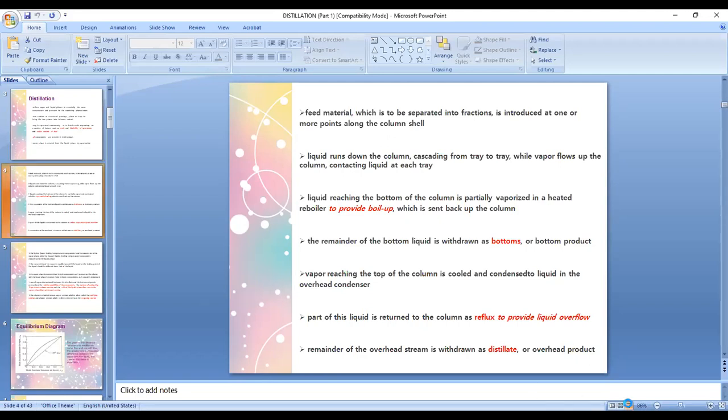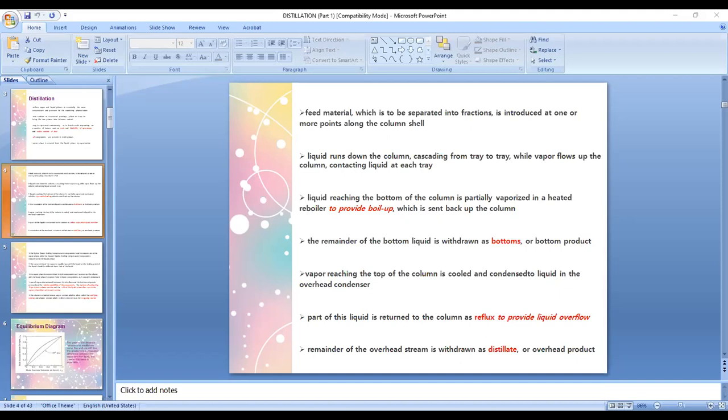Now, I'd like to have this projected that way it would appear bigger. So your feed material here, which is to be separated into fractions, is introduced at 1 or more points along the column shell. The liquid runs down the column, cascading from tray to tray, while vapor flows up the column, contacting the liquid at each tray. Liquid reaching the bottom of the column is partially vaporized and heated in a reboiler to provide the boiled up vapor, which is sent back up the column.